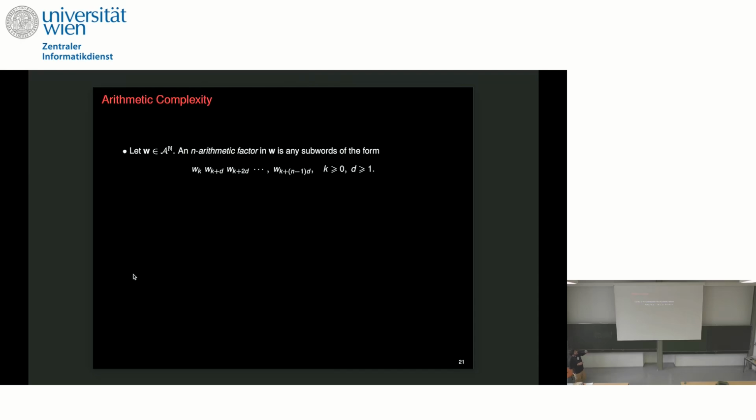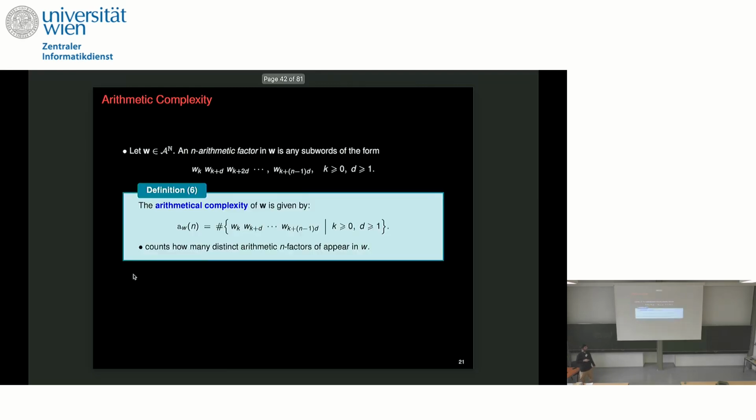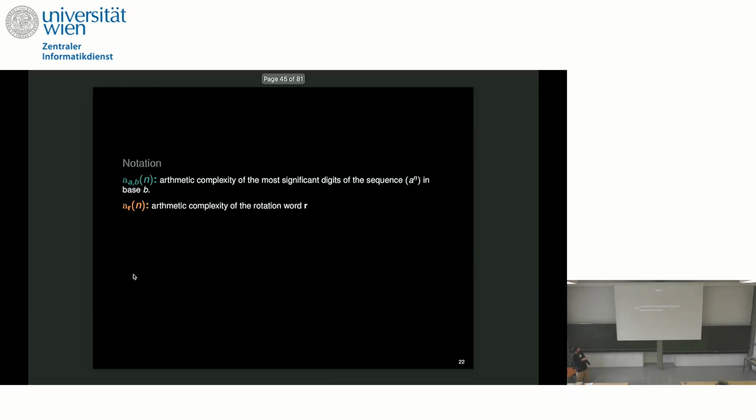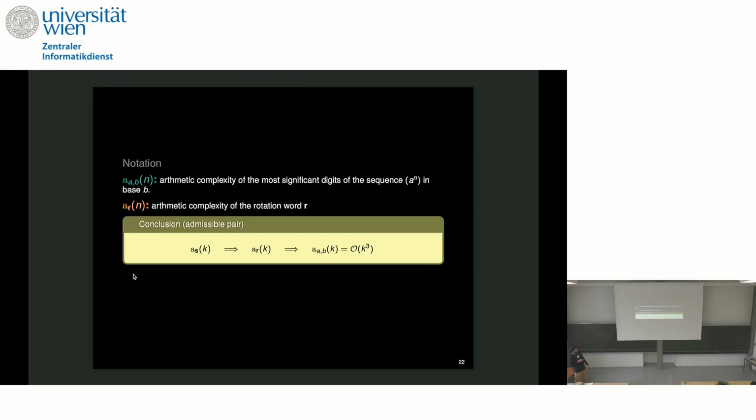Let me shortly say that I will not talk too much about arithmetic complexity. It was founded by Avgustinovich and his supervisor, Sergey Avgustinovich. Cassaigne and Frid proved that when S is a Sturmian word, the arithmetic complexity of it would be O(n^2). So if we have this notation for the arithmetic complexity of the most significant digits of a to the power n, and here is the arithmetic complexity of rotation words, we can say that the arithmetic complexity of a Sturmian word can include the rotation word, and also that the arithmetic complexity of the most significant digits of a to the power n for an admissible pair would be equal. So it's a polynomial complexity.